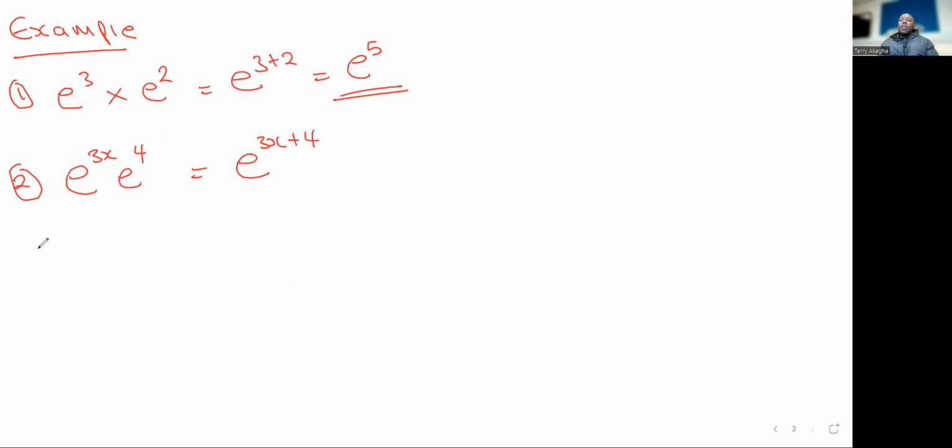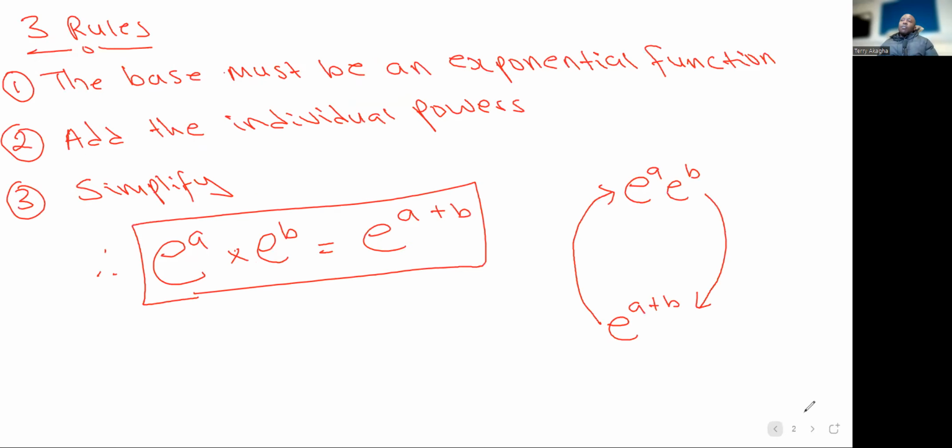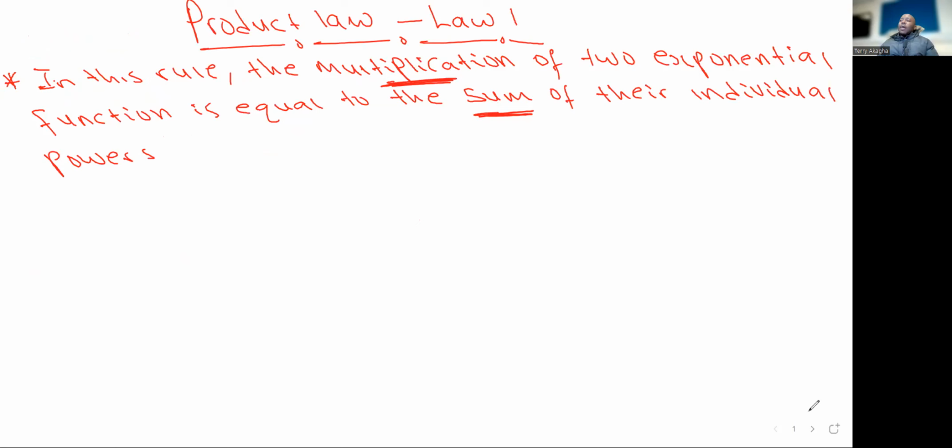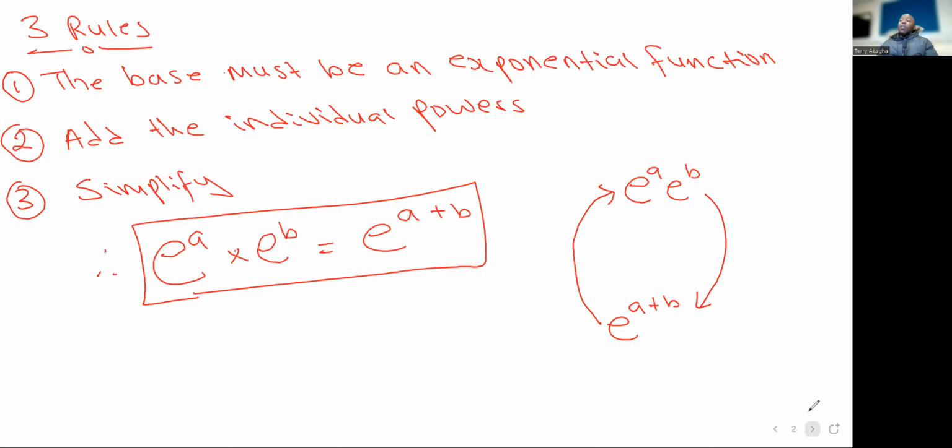So for instance, if you have exponential 4x, I can also break this down to be exponential 4 multiplied by exponential x, and that is that. Please go to the worksheet or the textbook and practice more questions on the product law. Basically, the bases must both be exponentials, and then you add the powers together. All right, so that'll be that for the first law.